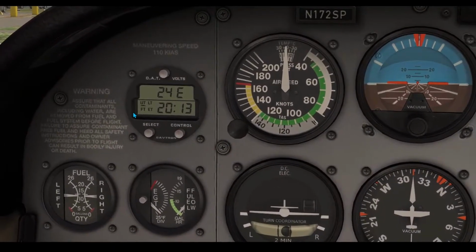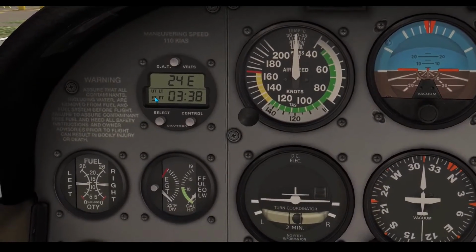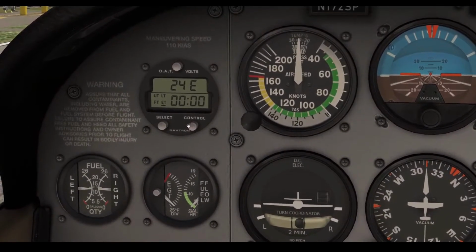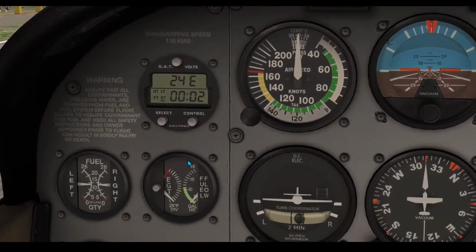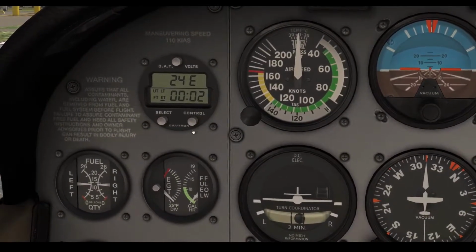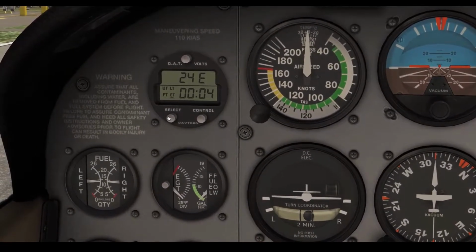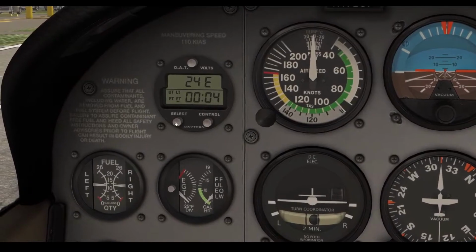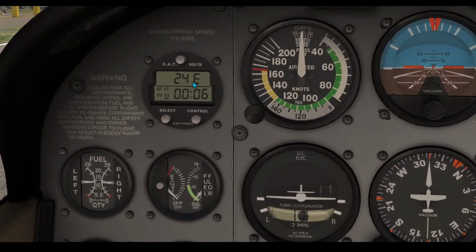Then we have the clock, UTC, local time, flight time, elapsed time. That we can start with this button here, but it doesn't seem like we can stop it. Actually, we can stop it, but I don't think we can reset it. Yeah, it looks like we can't reset this clock. We can only start it and stop it.